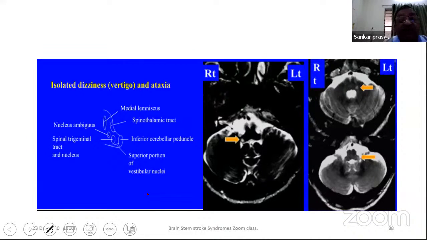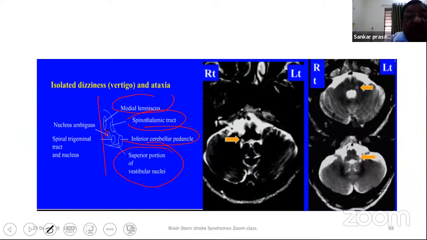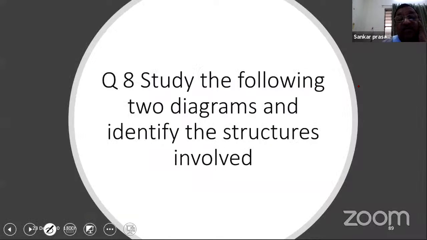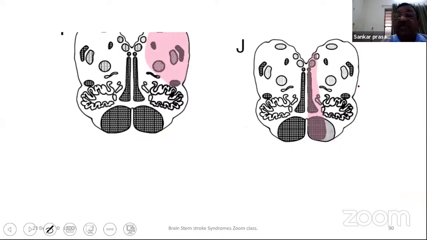So you can have isolated dizziness and vertigo or ataxia as a cause for vascular syndromes here, and these are the anatomy of medial lemniscus, which is midline, spinothalamic tract, inferior cerebellar peduncle, superior portion of the vestibular nuclei, which is dorsally placed, nucleus ambiguus, and the spinal trigeminal tract and nucleus. You can have small infarcts which can cause dysfunction, so most of the brainstem syndromes can be lacunar and small areas of damage. Study the following two diagrams and identify the structures which I have just narrated.